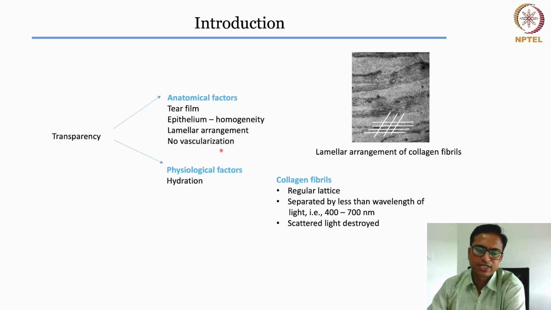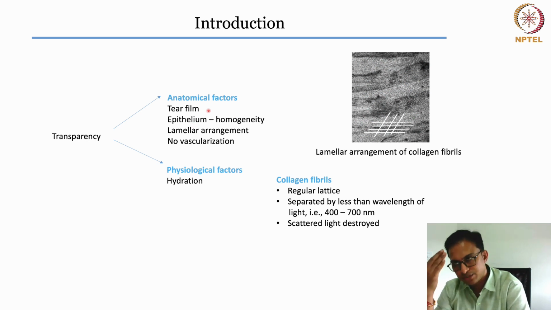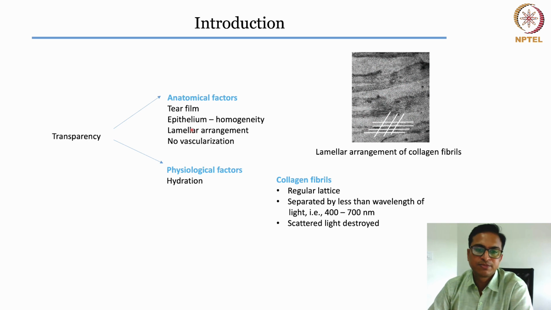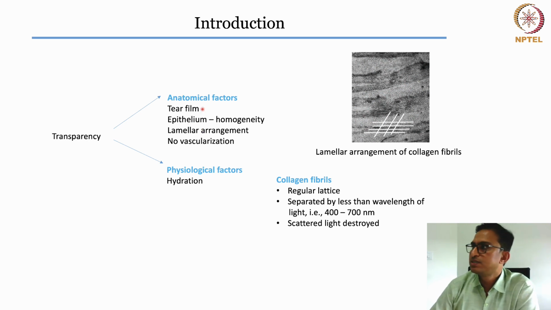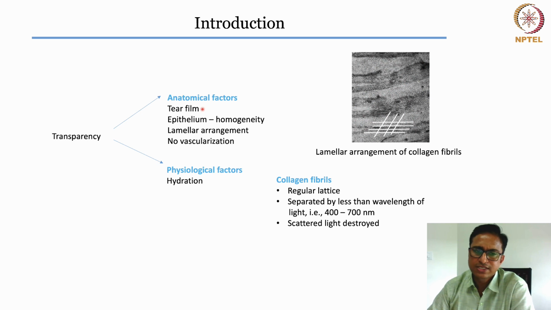These are the anatomical factors that help in the transparency of the cornea. First is the tear film that is present outside the cornea, where a tear film is maintained over the cornea all the time. So the tear film also helps in getting the transparency. It acts as a film between the cornea and the environment, so this film protects the cornea.